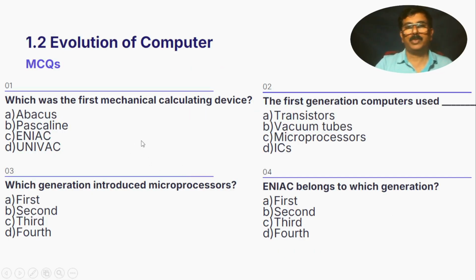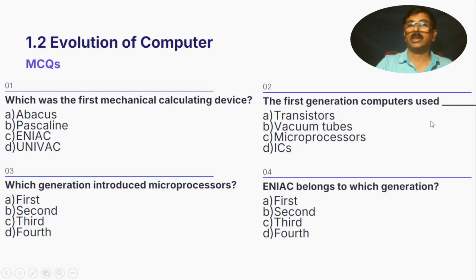1.2 Evolution of computer. Which was the first mechanical calculating device? Abacus. Mechanical. Which was the first electronic device? ENIAC, Electronic Numerical Integrator and Calculator. Which is the first commercial computer? That is Mark I. UNIVAC. That is the full form, Universal Automatic Computer. Universal Automatic Calculator or Computer, UNIVAC.